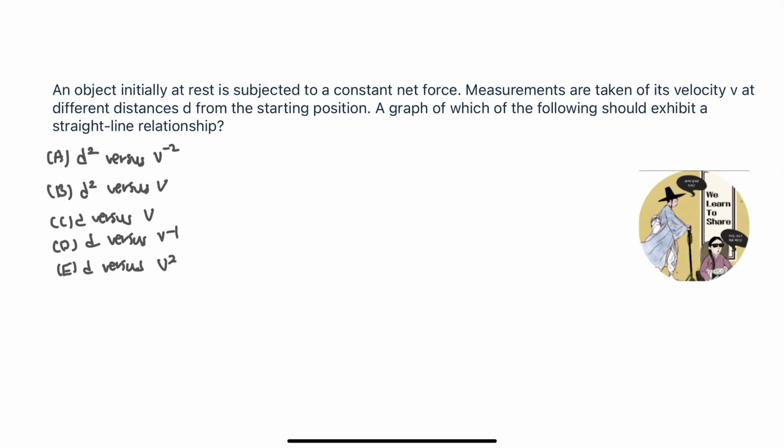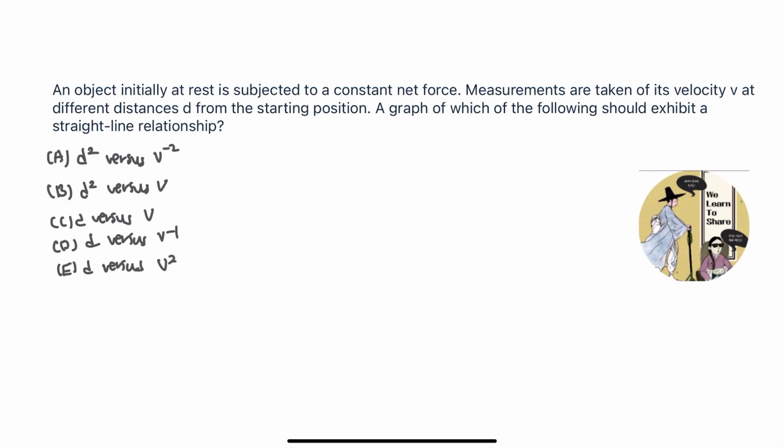In this video, we're going to cover this question from AP Physics 1. Now let's read the question. An object initially at rest is subjected to a constant net force. Measurements are taken of its velocity v at different distances d from the starting position. A graph of which of the following should exhibit a straight line relationship?